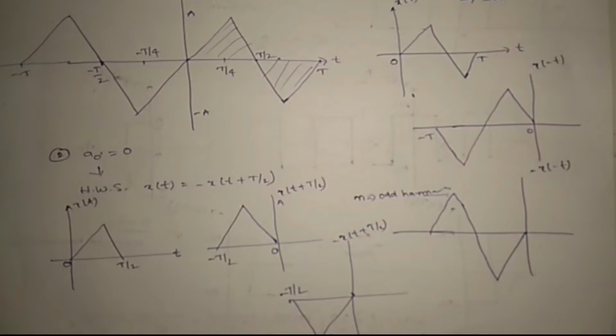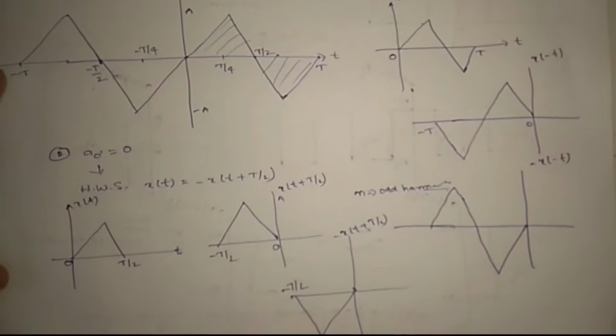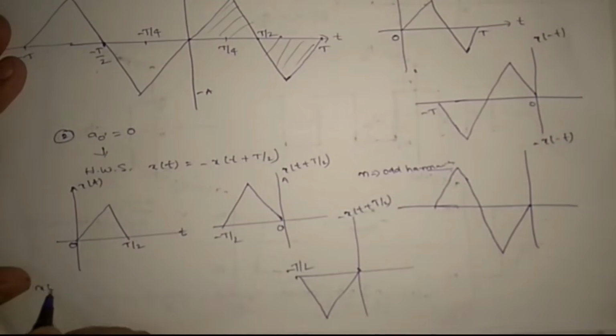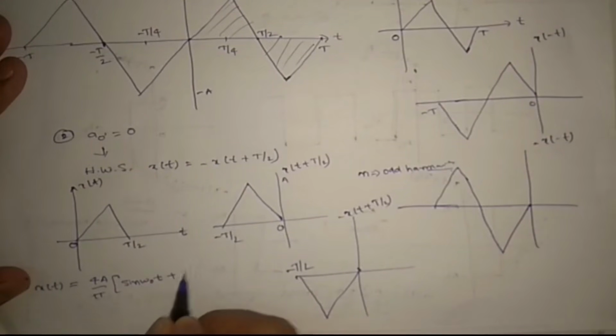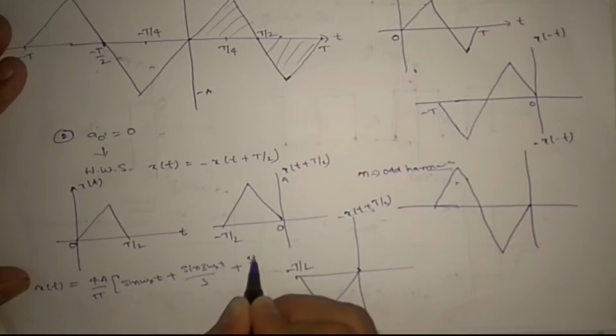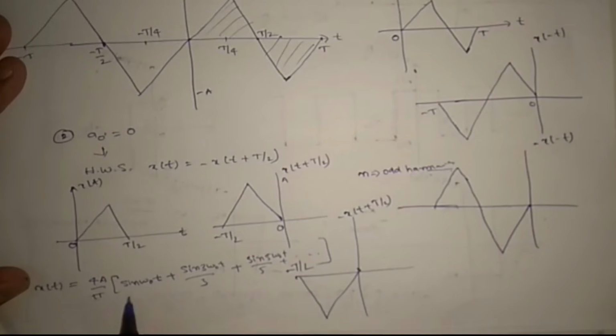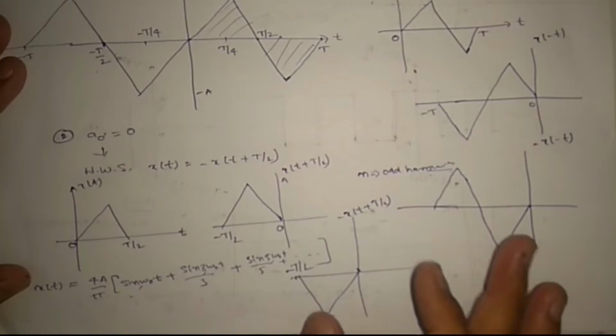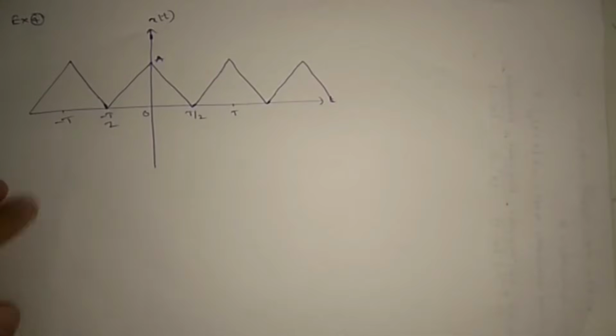Then the mathematical equation is, here I am writing x of t equals 4A by pi times sin omega naught t plus sin 3 omega naught t by 3 plus sin 5 omega naught t by 5 and so on. See, we get all sine terms, the DC value is 0, and all harmonics are 1, 3, 5. Only odd harmonics we are getting. Let us see example 4.